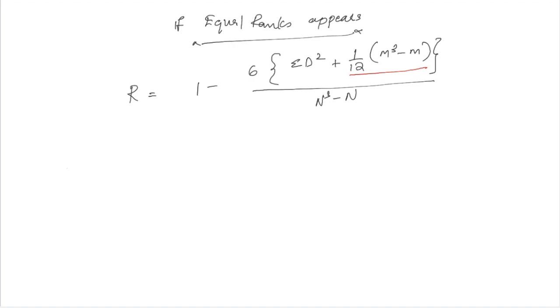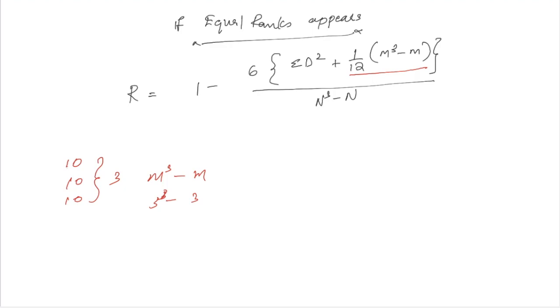Suppose there is a value which is 10 and 10 repeats 3 times. M is not 10. Instead, we'll look into how many times it has repeated, and that is 3. So we should get m cube minus m, which is 3 cube minus 3. Okay, so this is how we are going to solve this. Each time a value is repeated, we will have to calculate m cube minus m, divide it by 12, and get the sum of all such terms which we use in our formula.